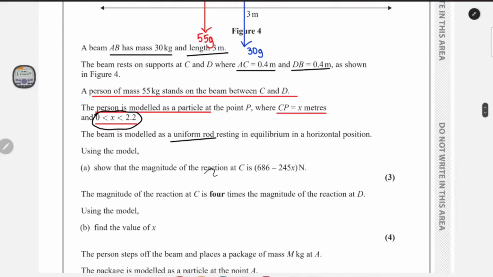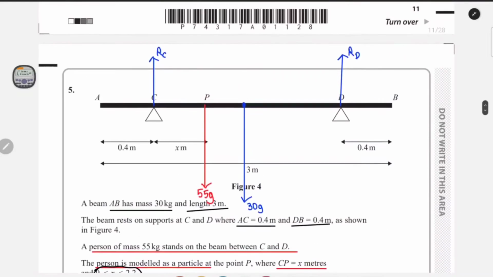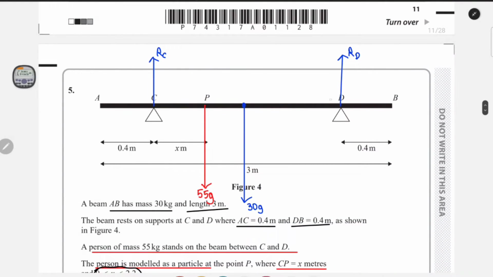In question C, we still don't know the reaction at D, so we can take the moments about D. The reaction at D will have a distance of 0 from the pivot, so it will go away. So considering D as the pivot, we have these two forces providing anti-clockwise moment, and we have reaction at C producing the clockwise moment, and they'll be balanced.